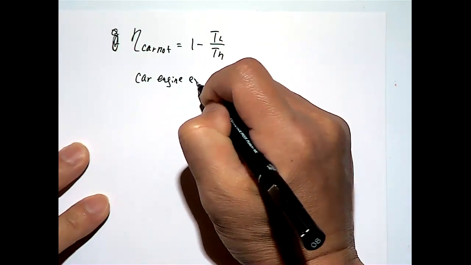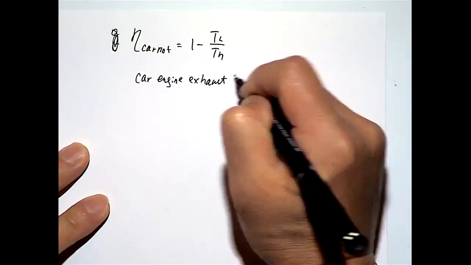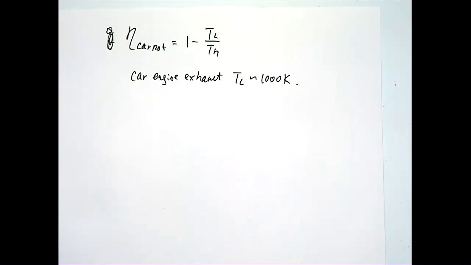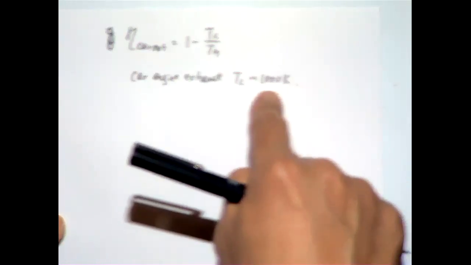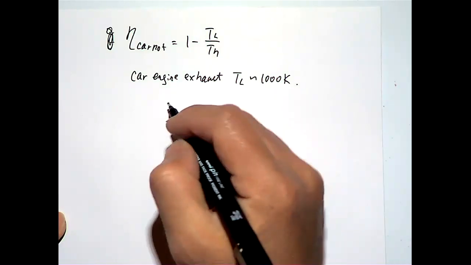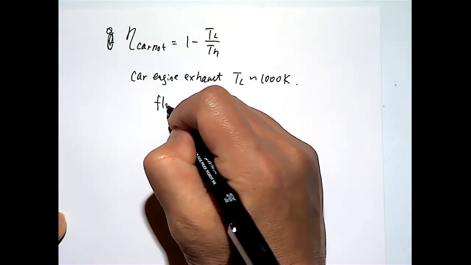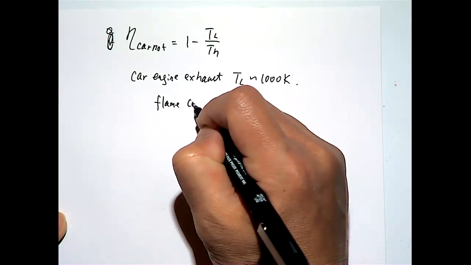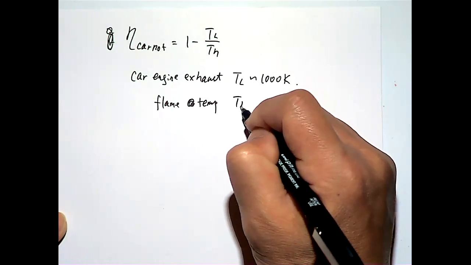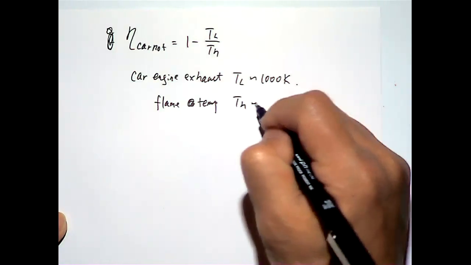Car engine exhaust temperature TL is typically around 1,000 Kelvin, which is 700 degrees C also. If you consider TL as 1,000 K, then TH is where the combustion happens inside the engine. So the flame temperature, considered as T high, is around 2,000 Kelvin.